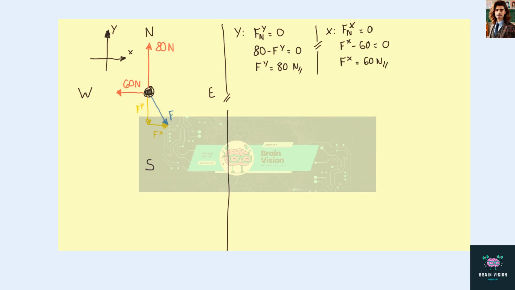This already allows us to calculate the magnitude of the force F. Note that this is a right triangle. Then it's true that F squared is equal to Fx squared plus Fy squared. Then F is equal to the square root of 60 squared plus 80 squared, and this gives us a magnitude of 100 newtons. So this is the magnitude of the force F.